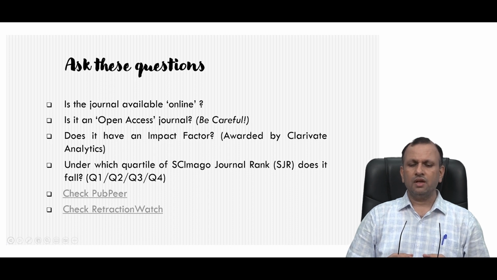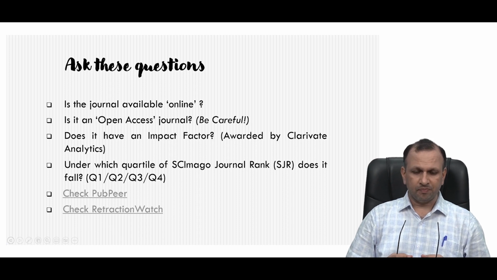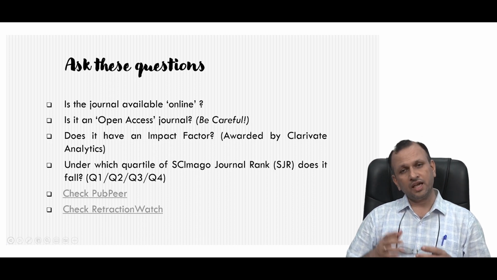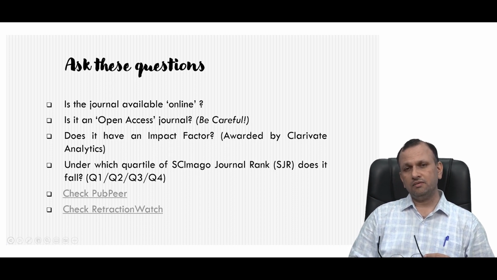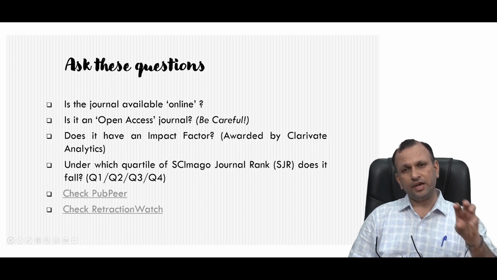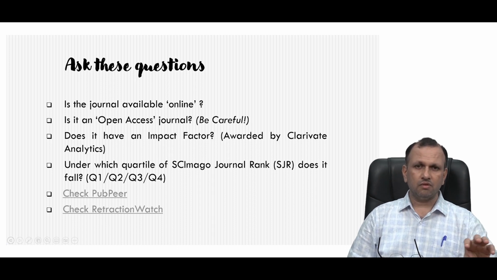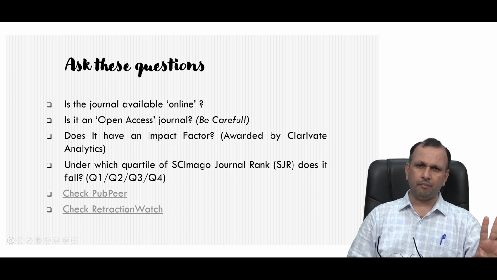Under which quartile of SCImago journal rank does it fall? Q1, Q2, Q3, Q4. So the SCImago ranking, or SJR, SCImago journal rank, is again awarded by another agency, and this is again based on Scopus citations, not on Web of Science citations. And the journals in a given field are categorized into 4 quartiles. So this makes you understand the credentials of the journal in the given field, because different journals belonging to different fields may not always be comparable.